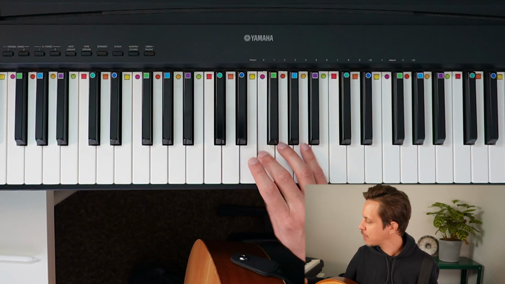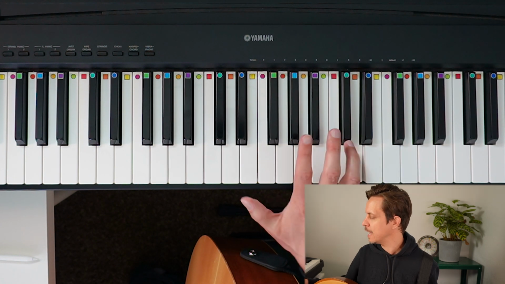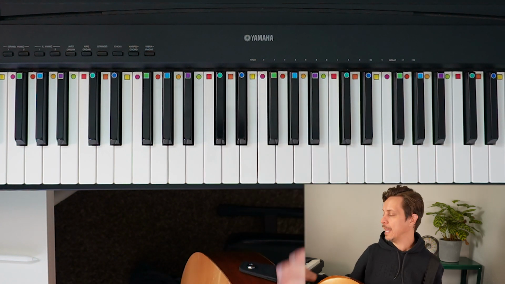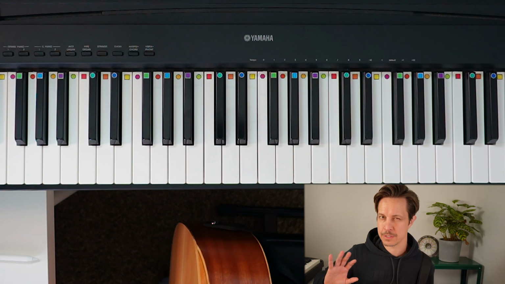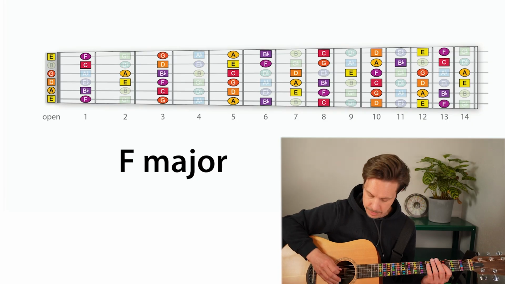1, 2, flat 3, 4, 5, flat 6, flat 7, 8. That's the Aeolian mode, and the Andalusian cadence is based on this pattern. So if we were to play the F major scale, it looks and sounds like this.